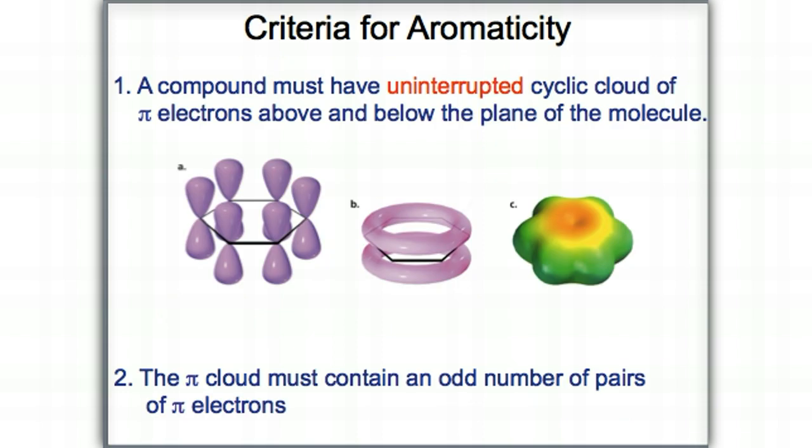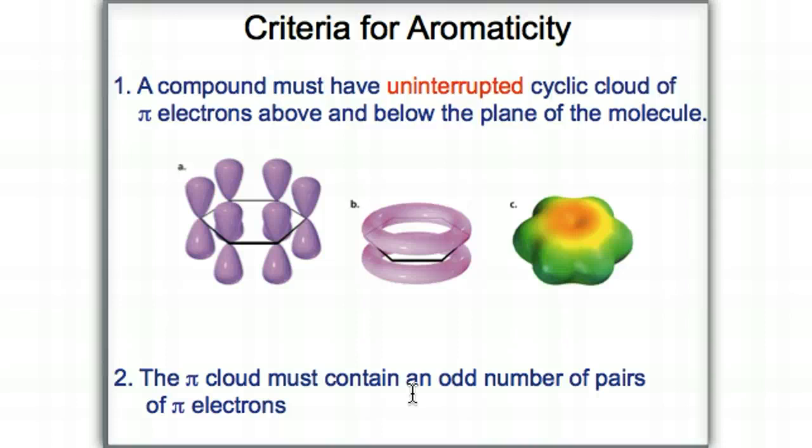Criteria for aromaticity. This is a key point in our discussion of benzene. As you can see on the slide, a compound must have an uninterrupted cyclic cloud of pi electrons above and below the plane of the molecule. That is one of the criteria that must be met for aromaticity to exist. Second, the pi cloud must contain an odd number of pairs of pi electrons. So you might want to think of benzene as a prototype for aromaticity.